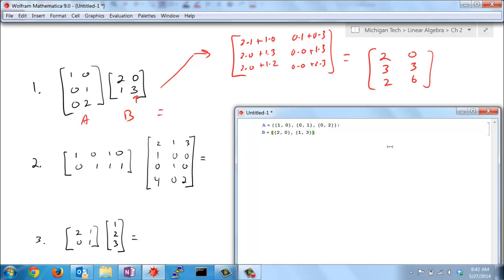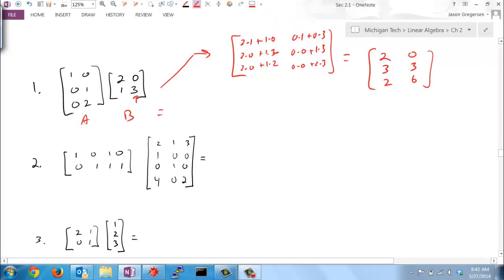The second entry in the first column would be 0%. The second entry in the first column, yes, it should be. Right here, I'm taking this times this: 2 times 0 plus 1 times 1. One right there. Thank you.